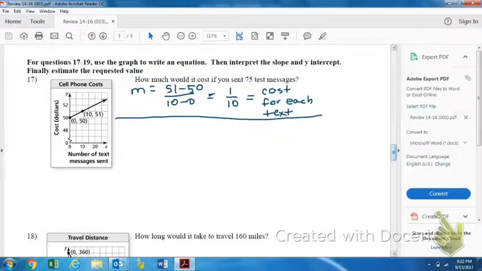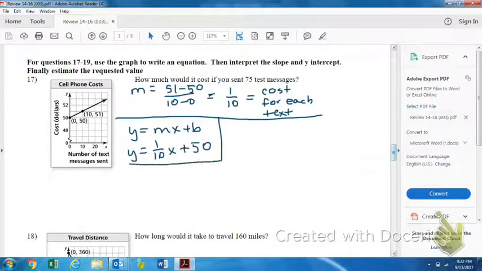Next thing, we're going to have to find the y-intercept, but in this case they gave it to us. So we're going to put this in y equals mx plus b. We know the slope is 1/10 x. The y-intercept is on the graph. It's marked as 50. The y-intercept, what does it mean?